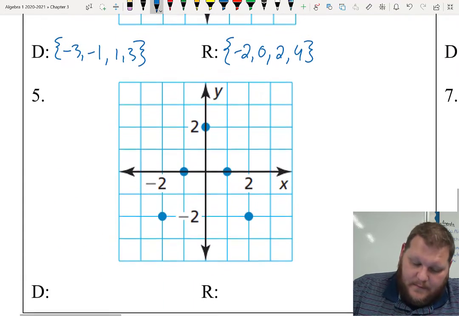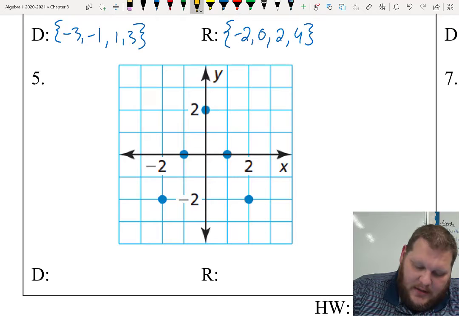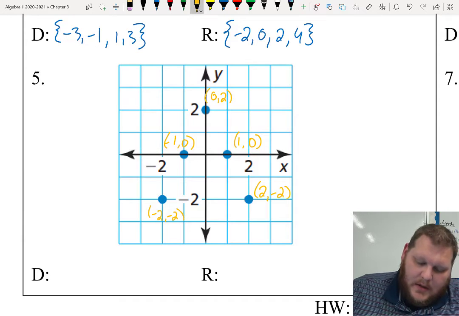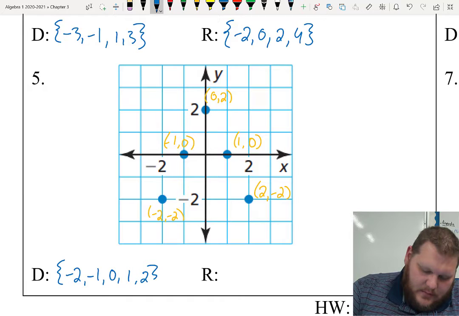For number 5, here a little bit more unique because, again, I can go ahead and list out the coordinates: -2, -2, -1, 0, 0, 2, 1, 0, and then 2, -2. My x values here are still unique, so my domain is still unique. I have all 5 of those values: -2, -1, 0, 1, and 2.